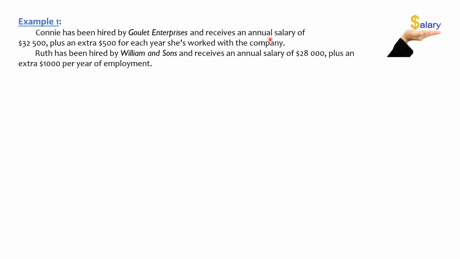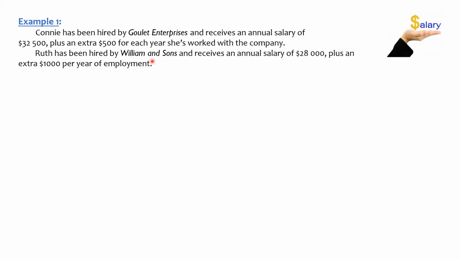So an annual salary, as opposed to what a teenager might do if they're working for a fast food restaurant, they're probably getting paid minimum wage. That's an hourly wage. That's based exactly on how many hours you work. So Connie gets an annual salary of $32,500. That's her flat rate per year, but she also gets an extra $500 for every year she's worked for the company. So if she's worked for them for 2 years, she's going to get an extra $1,000.